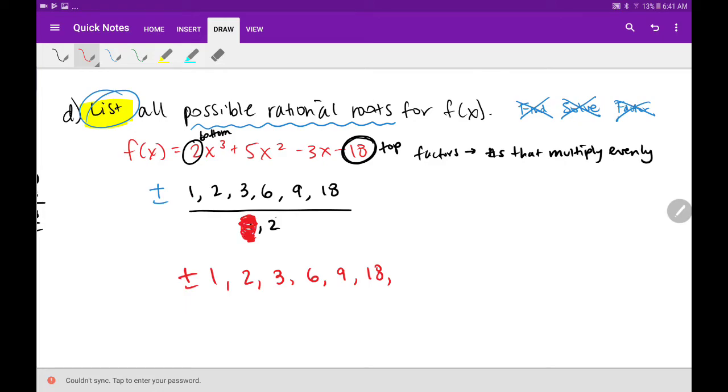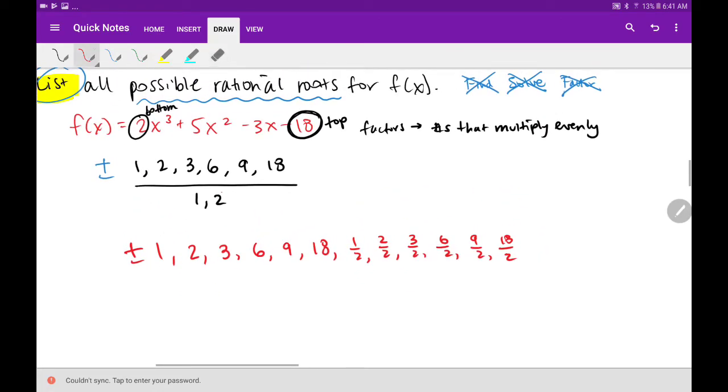So I'm going to cross it out and now focus on the 2. So now I need to talk about 1 over 2, 2 over 2, 3 over 2, 6 over 2, 9 over 2, and 18 over 2. So I just listed all of these combos. Well, now that we're done listing them all out, now we can simplify our fractions. So let's look. For example, 2 over 2 simplifies to 1. 6 over 2 simplifies to 3. And 18 over 2 simplifies to 9.